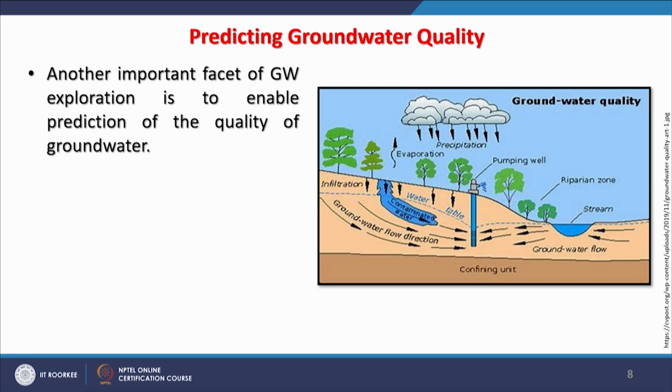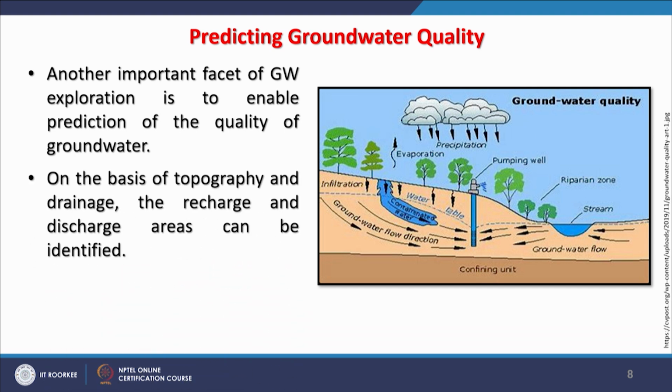the parameters. So, another important facet of groundwater exploration is enabling prediction of the quality of groundwater. Groundwater might be available, but what is the quality, whether it is consumable, drinkable, potable, a better term is potable, whether that water is potable or not, that is very, very important. On the basis of topography and drainage system, the recharge and discharge areas can be identified, and like here we are finding that there are recharge areas, there are discharge areas.